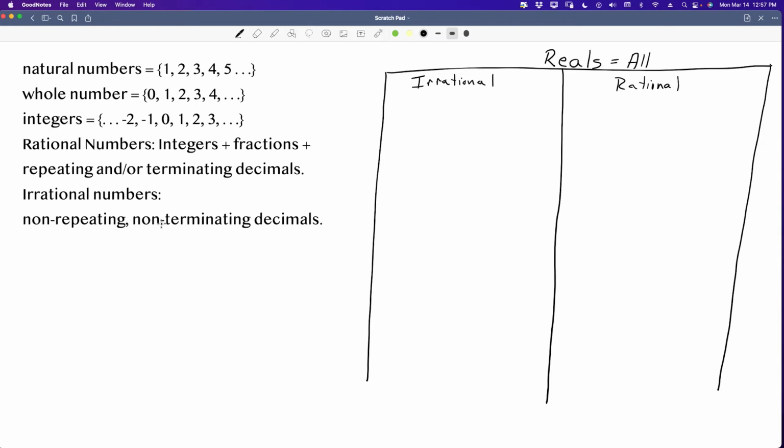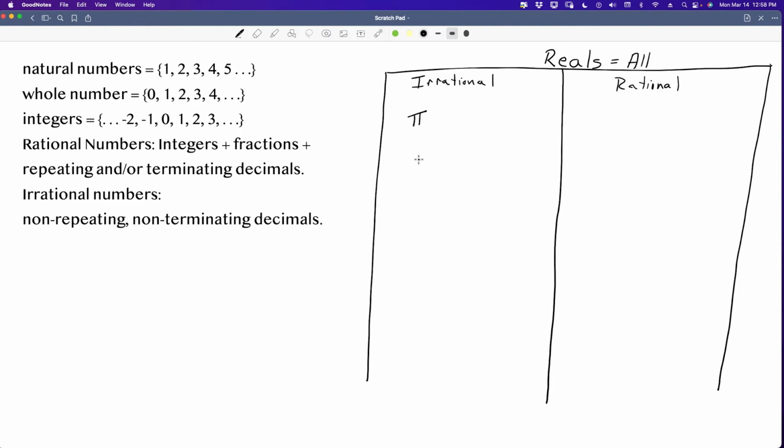An irrational number is, as I said, a non-repeating, non-terminating decimal, or its symbols. So think about the symbol for pi, right? That is an irrational number. Pi goes on and on and on, and it never ends. It never repeats, and it never ends. It just has this long string of numbers. So that would be an irrational number.